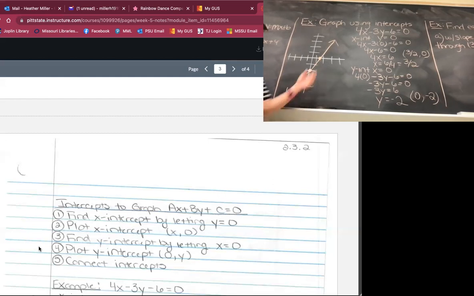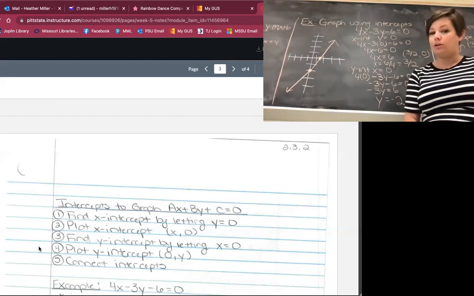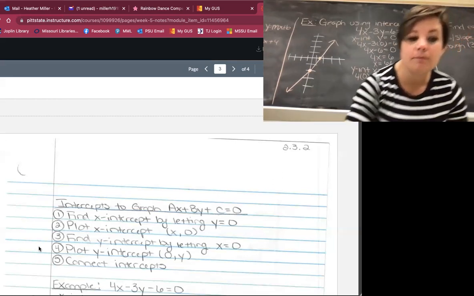So I used my two intercepts to graph this line. Again, if it asks you for the intercepts, you must give those 2 points on your graph or it will be incorrect. So be careful with that.